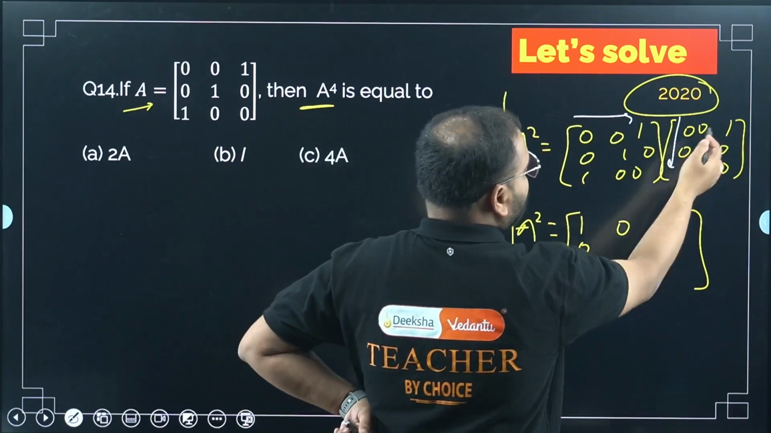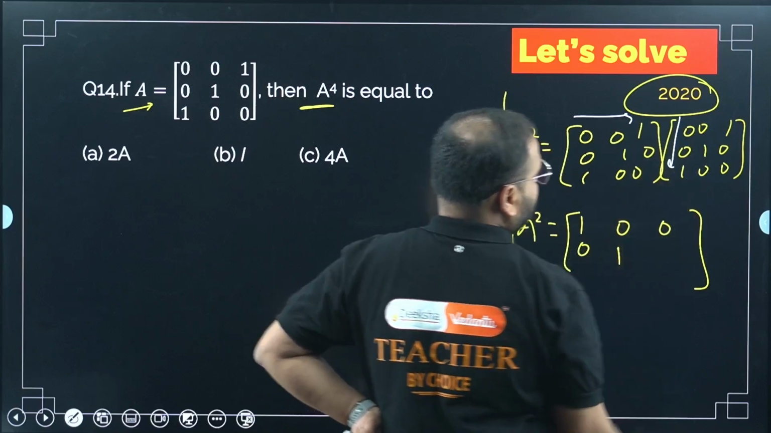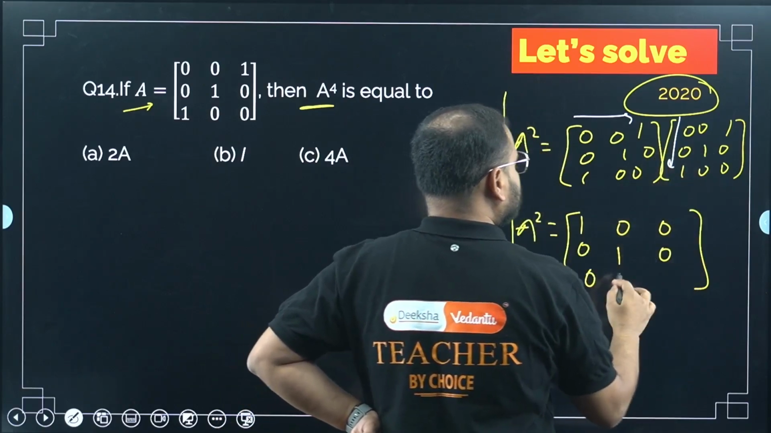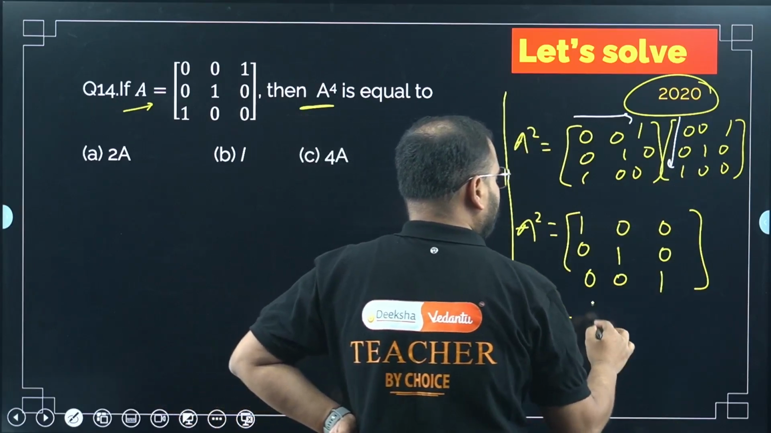Okay. Take the second column now. 0 times 0 is 0, 1 times 1 is 1, and 0 times 0 is 0. Okay, sir. This will be again 0. Multiply this, we will get this also as 0. What is my answer? Simply A square is nothing but identity.